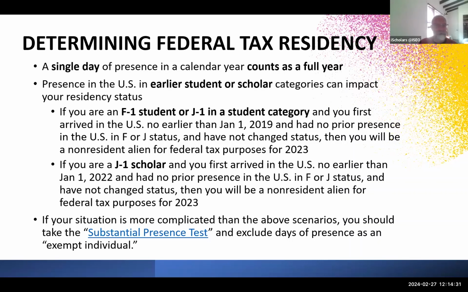For a J1 scholar, if you first arrived in the US in 2022, in 2023, you're still able to exclude days of presence, so you would be a non-resident alien. This is assuming that you had no prior presence in the United States in F or J status, and that you have not changed status as well. So you would be a non-resident alien for 2023, and you would change to resident alien for tax year 2024. And again, tax year runs January 1st to December 31st.